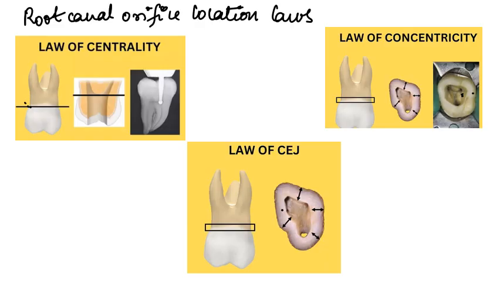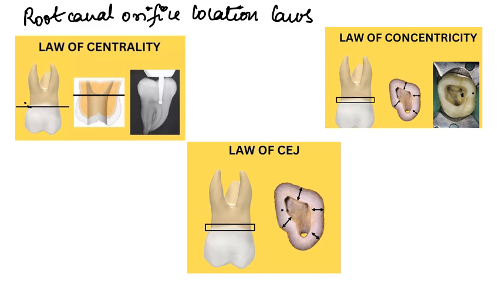So now this is very important. Krasner and Rankow are the two important pioneers who gave the different laws for orifice location. It's a very important short note. So the first one is the law of centrality. Always remember in all these laws, the cemento-enamel junction, don't confuse it with the cemento-dentinal junction. The cemento-enamel junction is very, very important. It's an important landmark for locating your orifices.